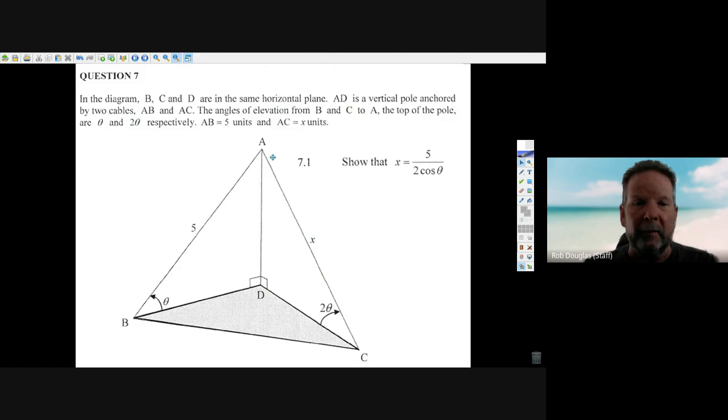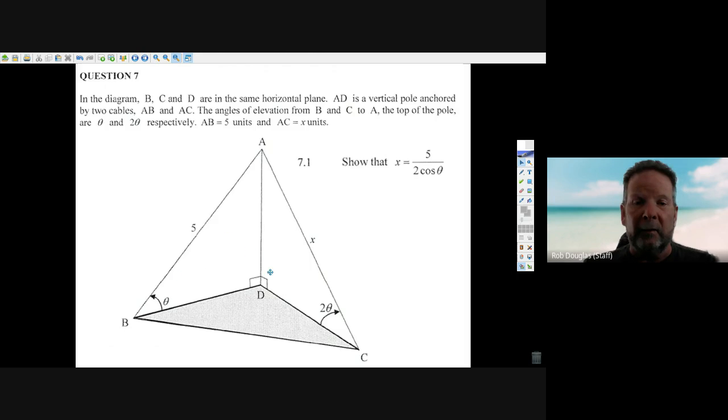It looks like the angles of elevation from B and C up to the top of the pole are theta. So in this right angle triangle, it's theta from B up to A, and 2 theta, the angle of elevation, up from C to A. Okay. AB is 5 units and AC is X units. Show that X equals 5 over 2 cosine theta.